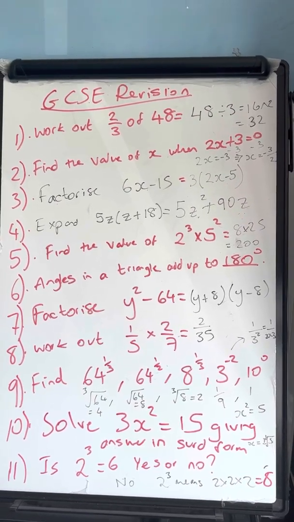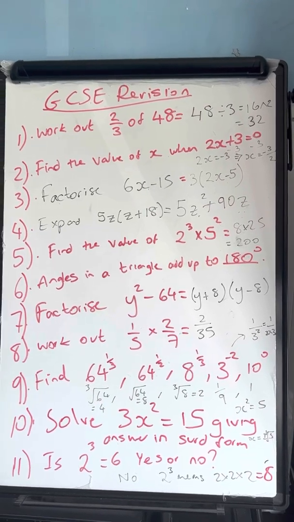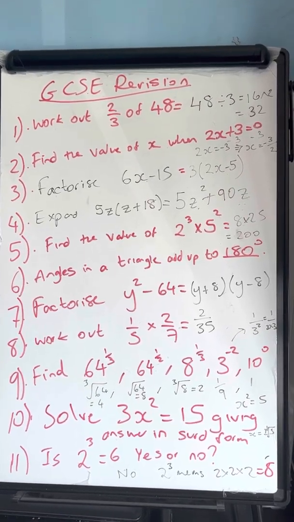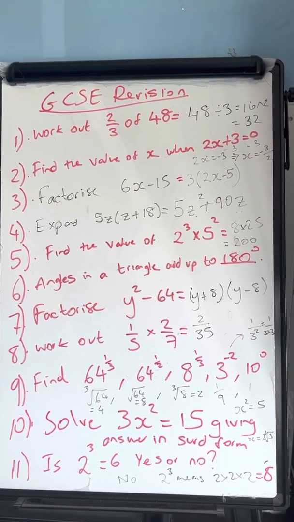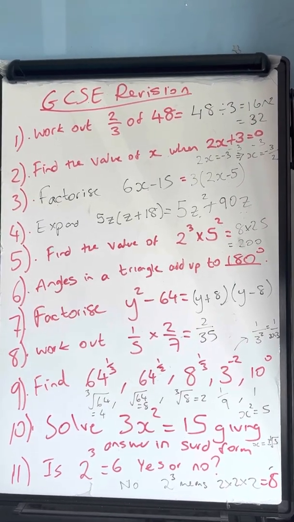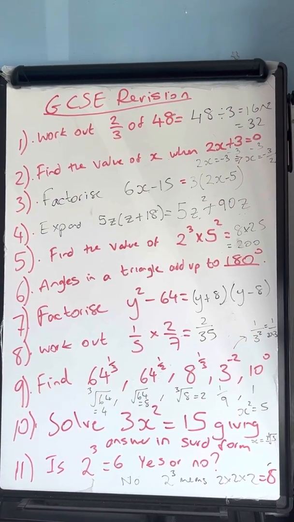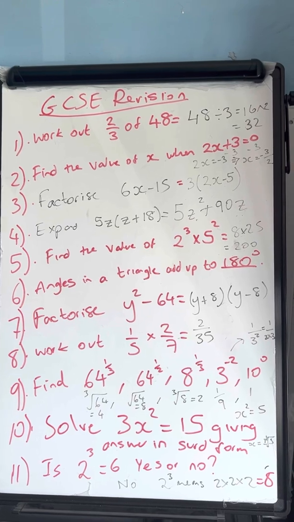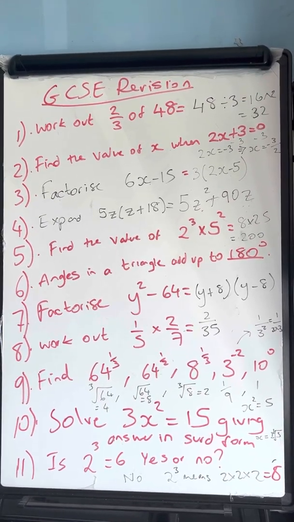This is question number 4. Expand this single bracket. 5z times z is 5z squared, so be very careful. Remember that z times z is z squared. 5z times positive 18 is positive 90z. Each term is being multiplied by 5z, which is on the outside of the bracket.